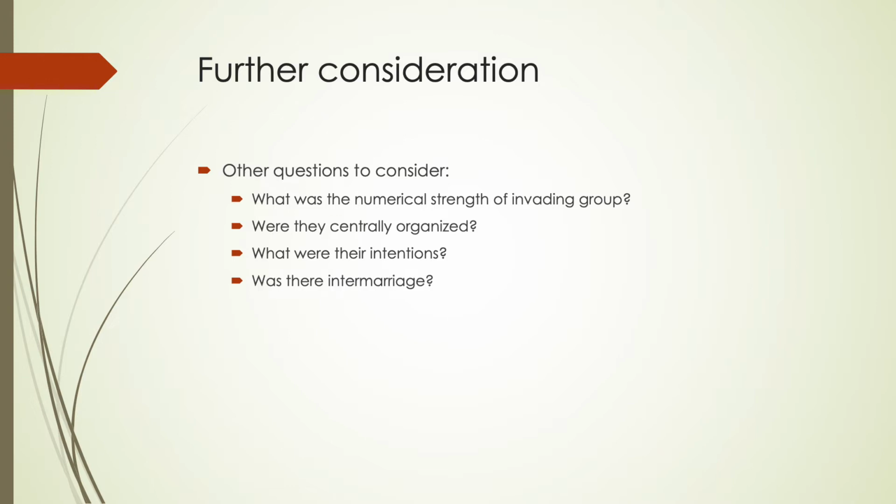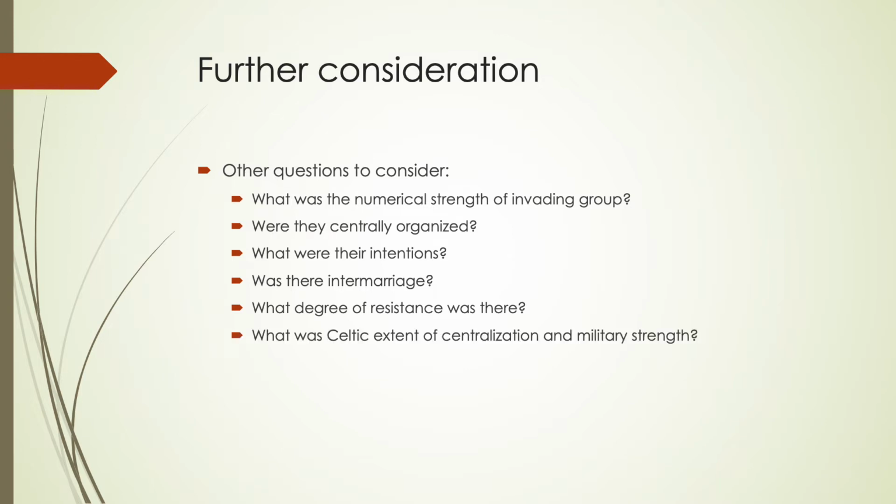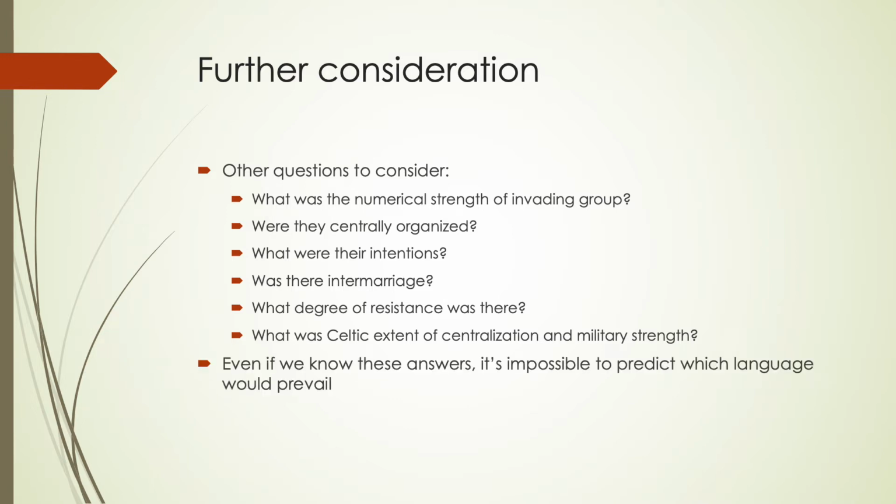We don't know things like if there was intermarriage between the existing groups and the invading groups. We don't actually know exactly how much resistance there was, and what kind of battles or fighting may have taken place to replace the Celts with the Teutonic tribes. And we don't know what kind of centralization or military strength the Celtic population might have had during this time. Even if we knew these answers, it would still be pretty impossible to predict which language would prevail.